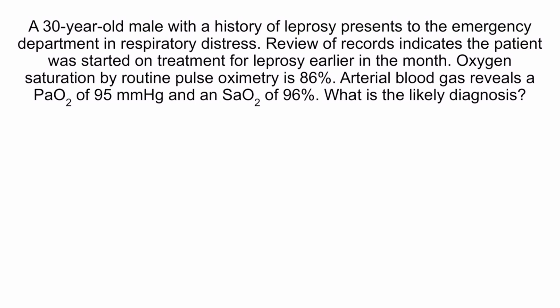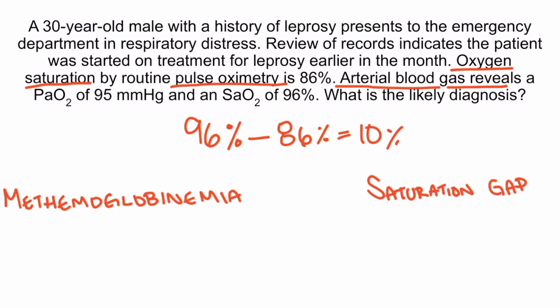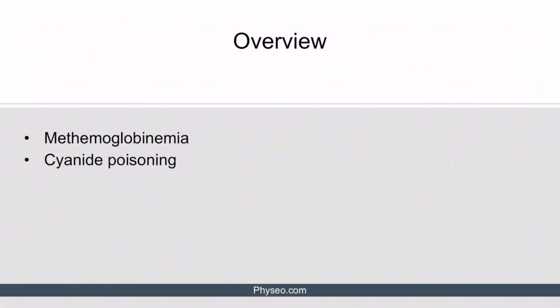All right, the first thing that should stand out about this patient is the difference in oxygen saturation reported on pulse oximetry and the arterial blood gas. Since this difference is greater than 5%, this patient is exhibiting a saturation gap, which means the likely diagnosis is methemoglobinemia. In this particular patient, methemoglobinemia was likely drug-induced, as treatment for leprosy often includes dapsone, which has a known association with methemoglobinemia. All right, now that we've covered methemoglobinemia, let's move on to discuss cyanide poisoning.